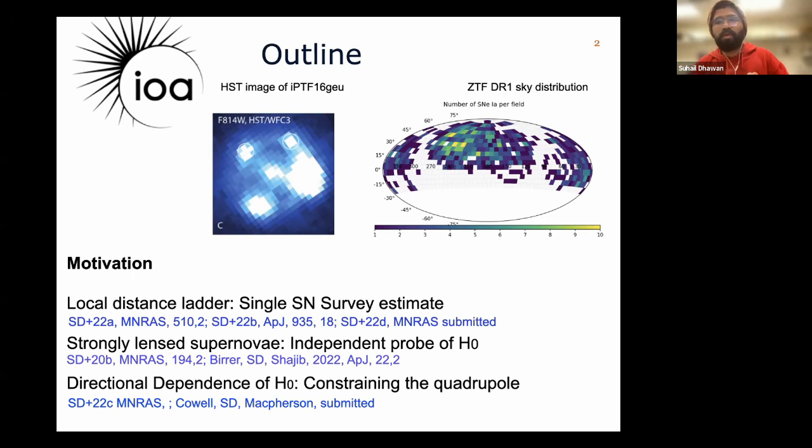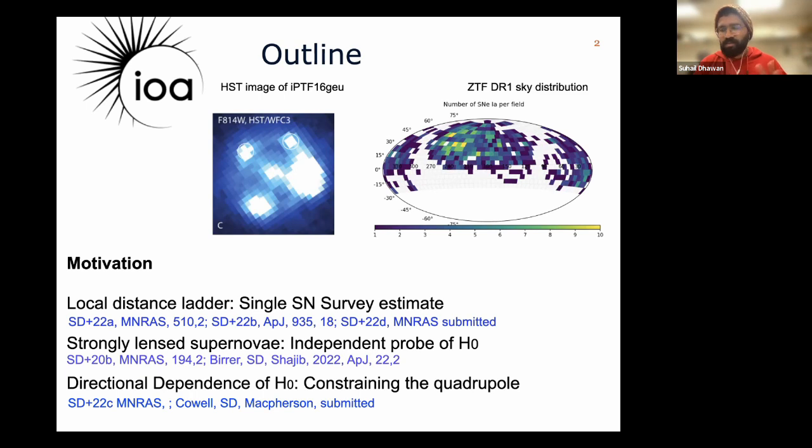So that's the plot on the upper right-hand side. That's the distribution across the sky of the first data release of Type 1a supernovae from the Zwicky Transient Facility. Notably, this is search and follow-up on the same system. And on the left-hand side, this will be the second part of the talk, is Type 1a supernovae in the strong lensing regime. So this is an independent probe of H0, because here we'll be using time delay distances instead of luminosity distances. So it's a completely independent cosmological observable.